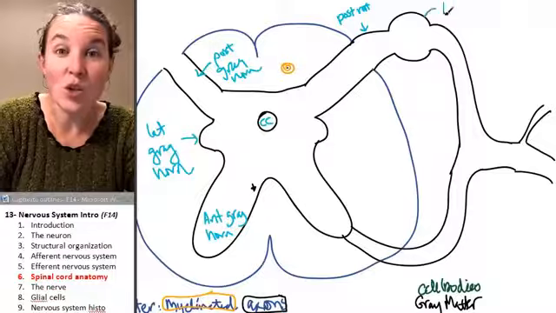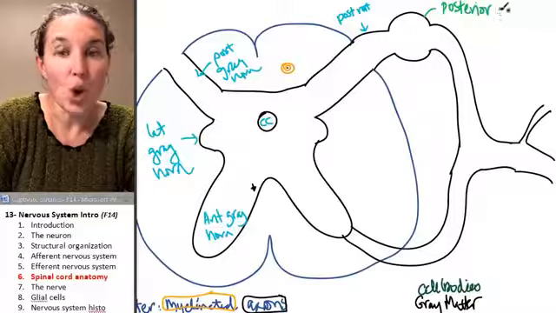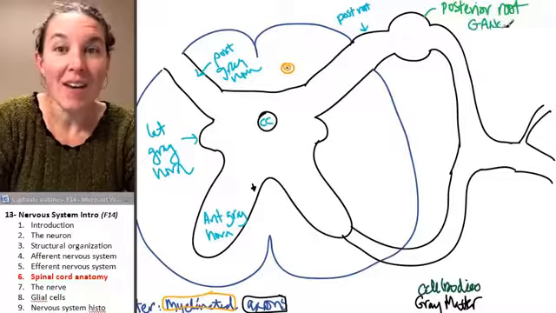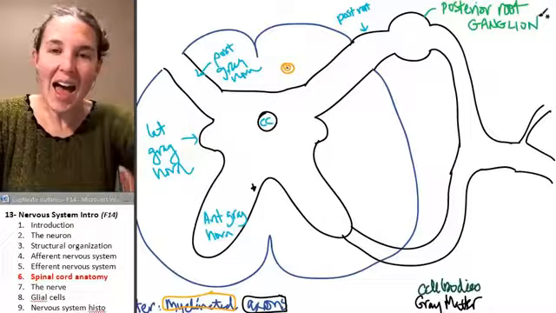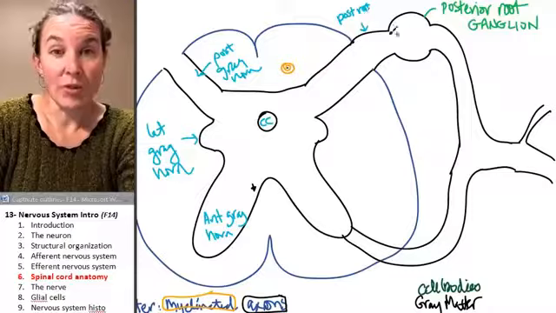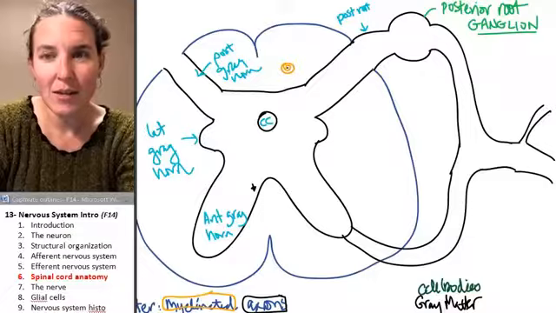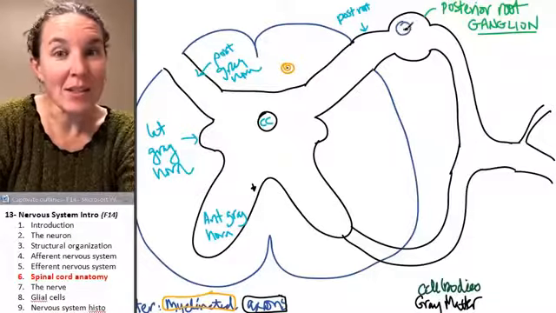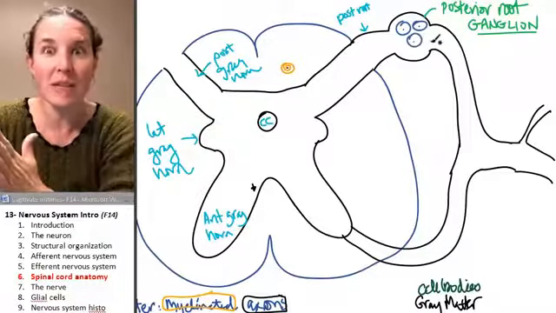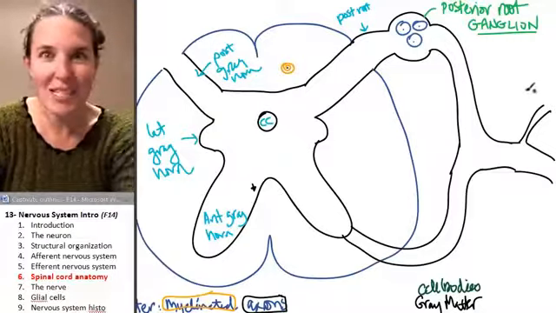This is called the posterior, you can call it dorsal, though, root ganglion. That actually tells you like 9 million things right there. Here's the root. It's a ganglion, which means what's in there? Dudes and dudesses of a feather. That means there's cell bodies in there, right? A bundle of cell bodies in the peripheral nervous system is called a ganglion. Does that make you kind of excited? Putting the pieces together, I love it.